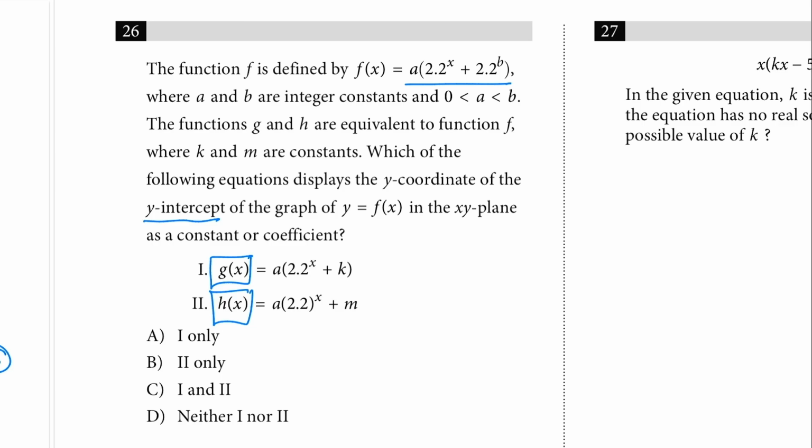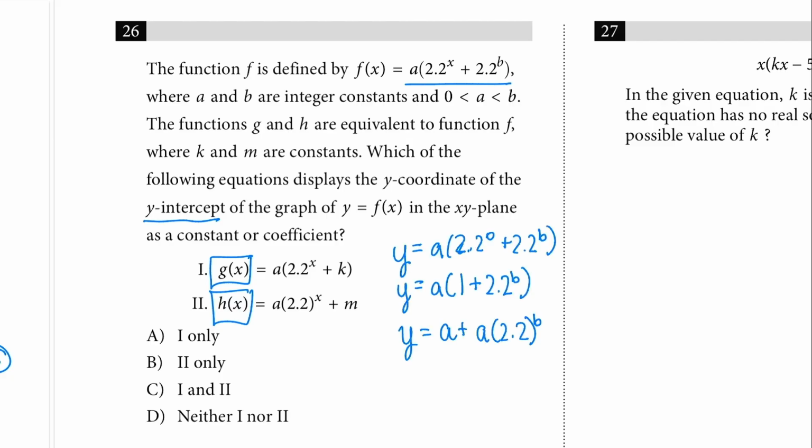Well, let's start off with finding the y-coordinate of the y-intercept of the graph of y equals f of x. So the way that we're going to do that is replace x with 0 and try to solve for our y value. So this right here is technically the y-intercept, and we're looking for this to be present in either a constant or a coefficient.